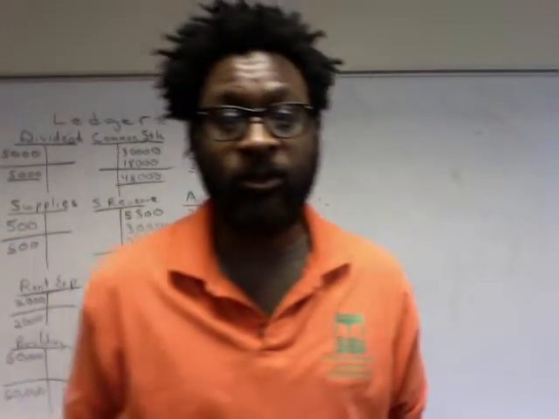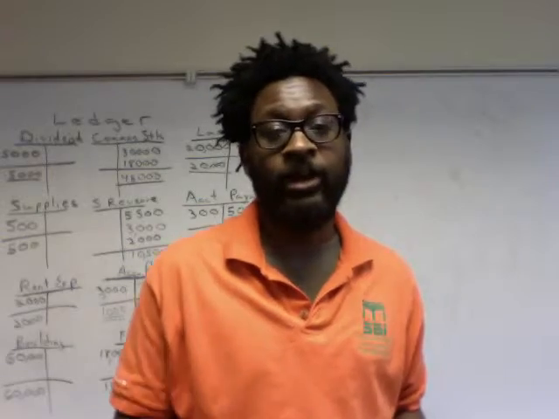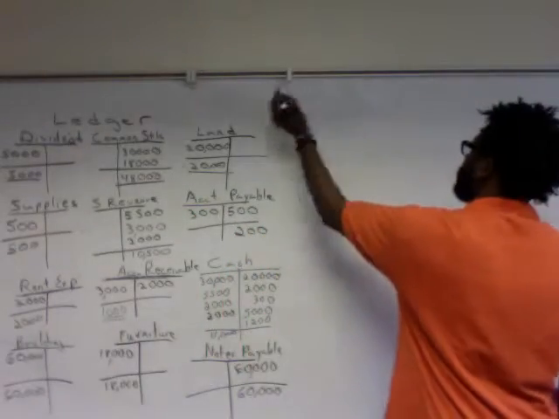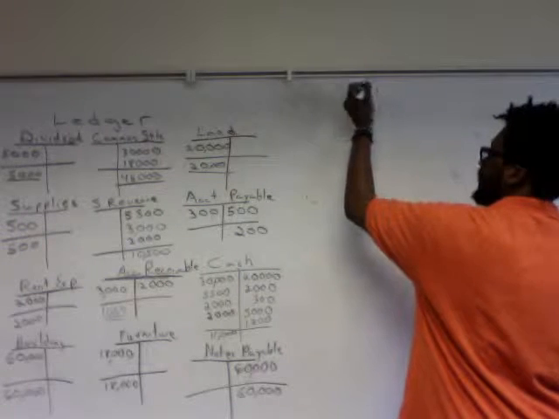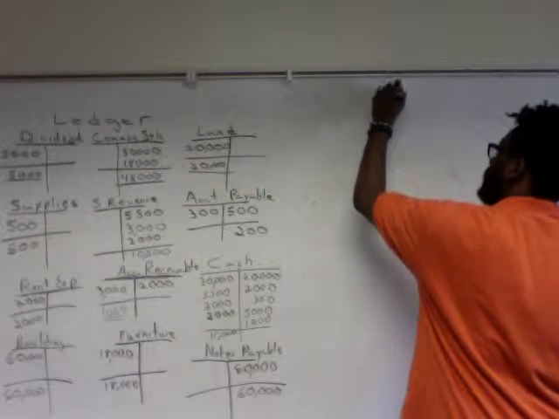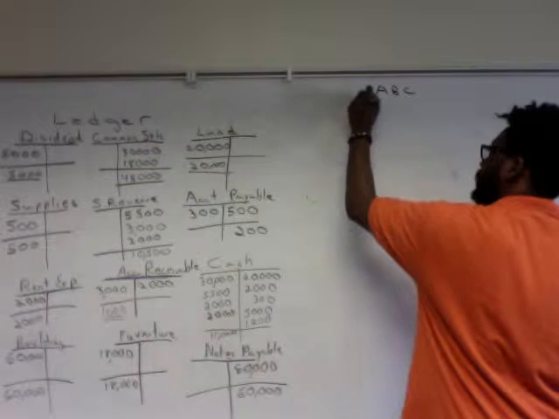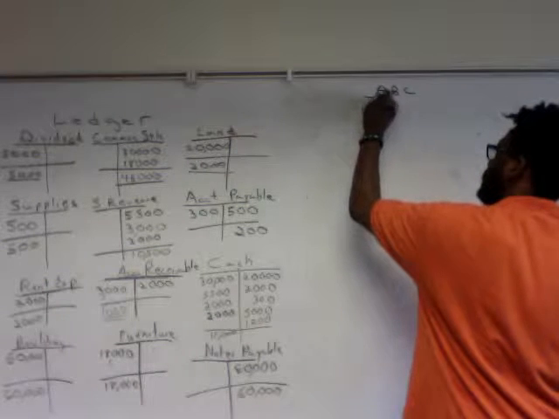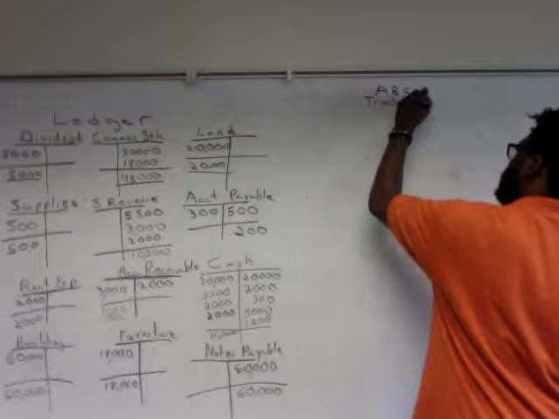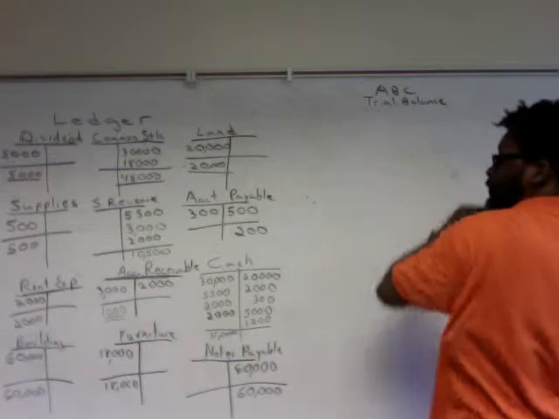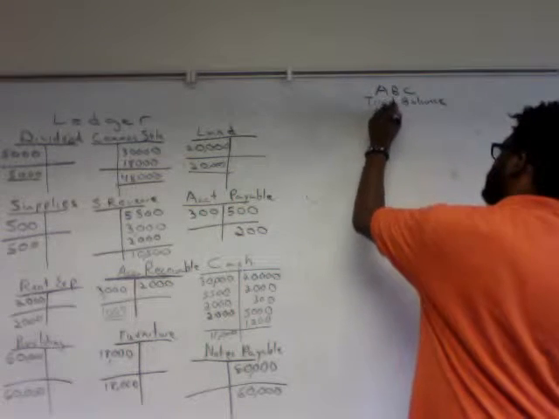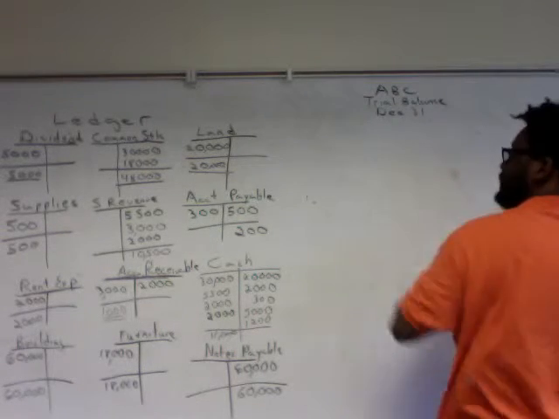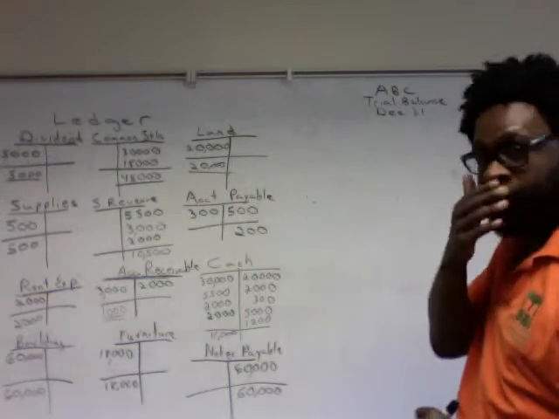So now we can work on this trial balance. Trial balances are easy. All you do is you have 3 columns. So I'll give you a heading. We'll say the company name is ABC. The type of report is a trial balance. And you have to put the actual period, so let's just say December 31st. The date, right?